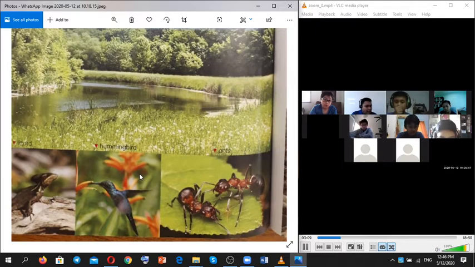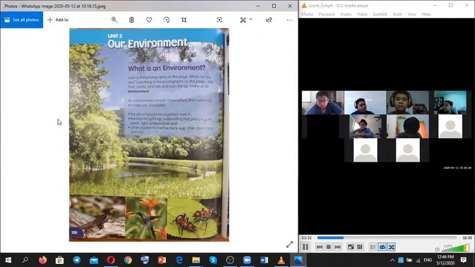Okay. How about the ants, Kalisa? Where are they right now, Kalisa? Where are they standing on? It's pretty obvious. Leaf. Yes, they're standing on the leaves. Okay, let's move on to the next page.